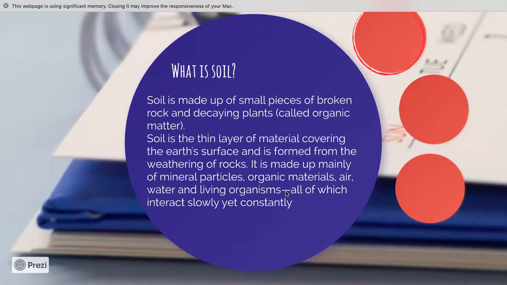That's the attitude. And we are going to move into what is soil. So as you can see on the screen, soil is made up of small pieces of broken rock and decaying plants, which are also called organic matter, right? So soil is that thin layer that covers the Earth's surface, and it's formed from rocks being weathered by the elements. So what's mainly made up of soil is minerals, which are so necessary.